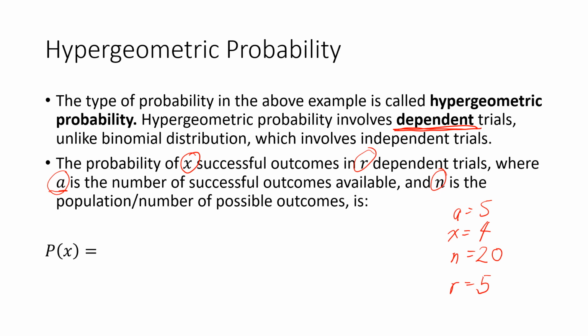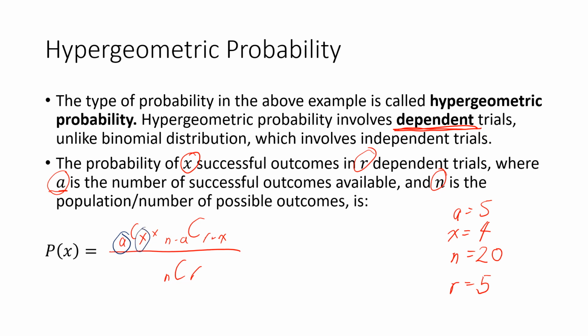So how can we generalize what we just did into a formula? We have A choose X times N minus A choose R minus X all over N choose R. Now think about it. We had 5 possible winning numbers. We wanted to see the probability of getting 4.